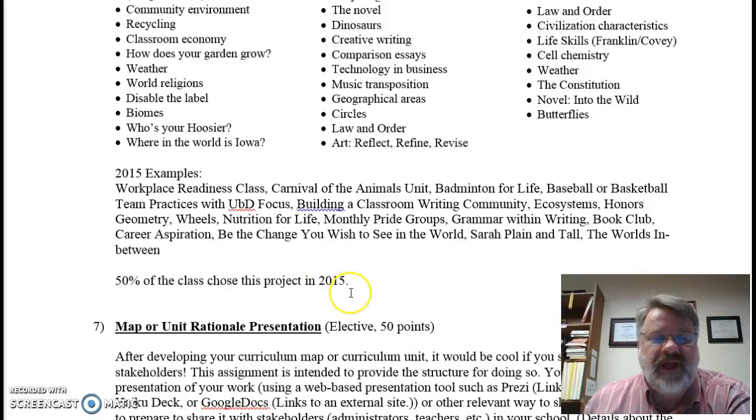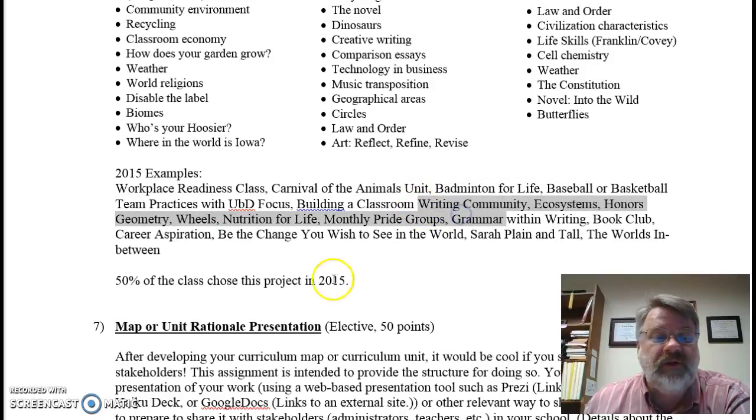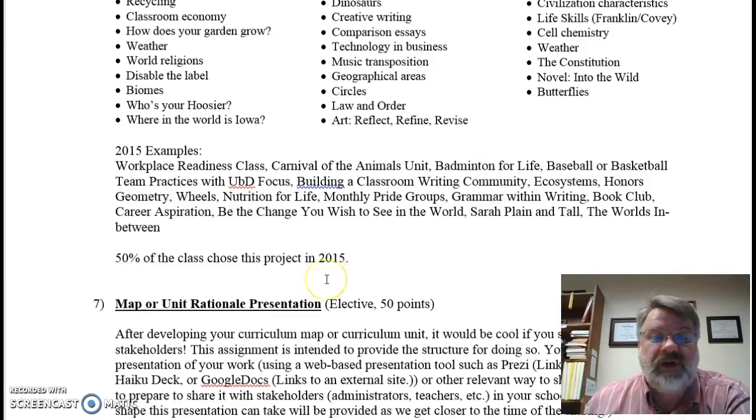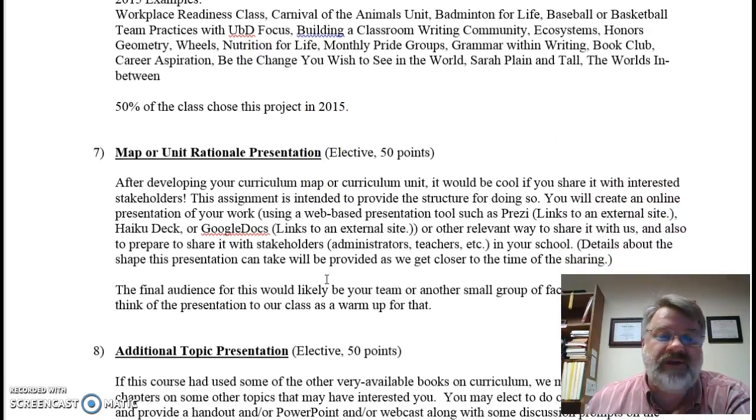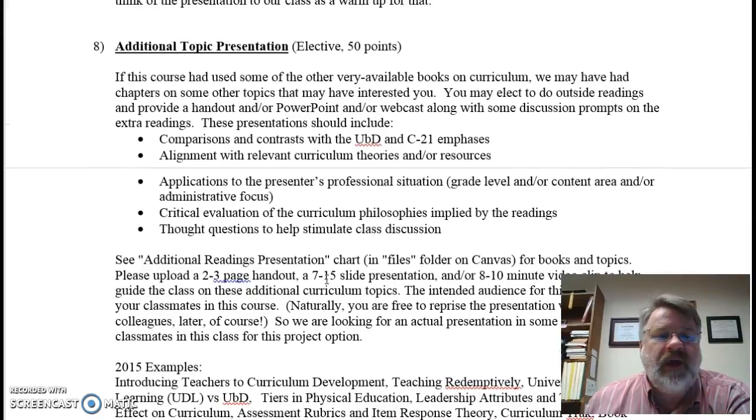These are the ones from last summer specifically. So it can be on a book, it can be on animals, it can be on a writing unit, just all kinds of cool stuff. Nutrition. So talk to me about that. Okay, so that has to be a big meaty project, either the curriculum map or the unit. All right, then the presentations.